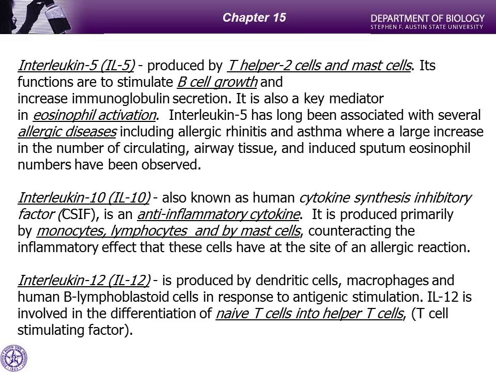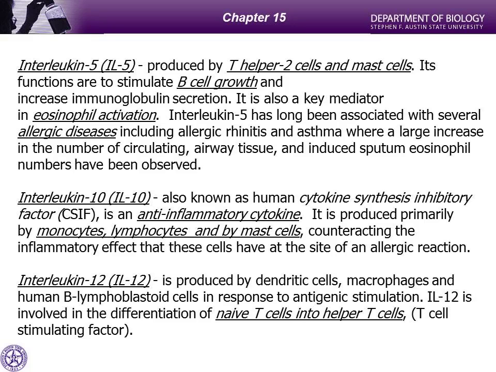So it's going to be important to slow down an anti-inflammatory response. And again, what cells make it? Monocytes, macrophages, lymphocytes, mast cells, which is interesting because the mast cells are the ones that cause the inflammation in the first place. They're going to have a mechanism to shut it down as well. So that's part of the negative feedback.